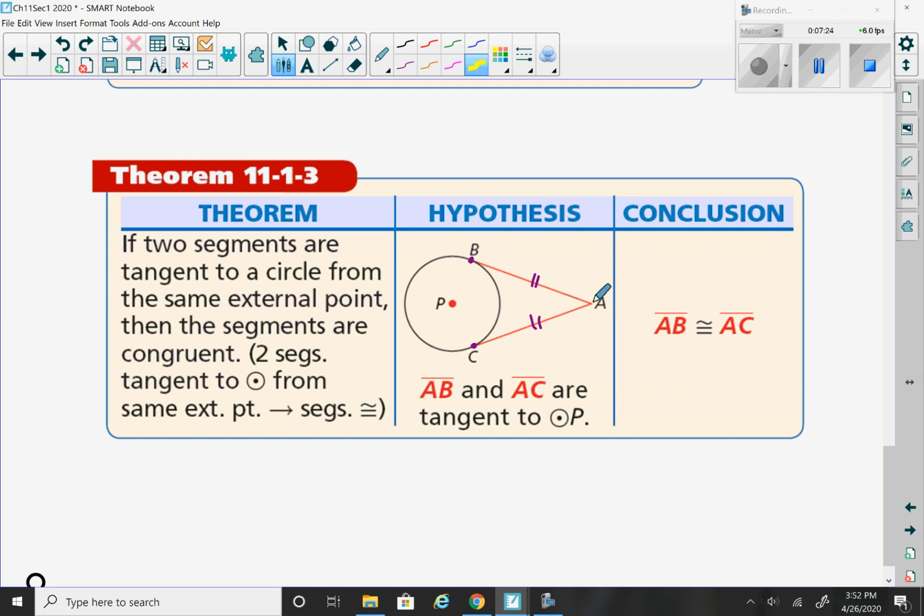AB and AC are automatically congruent if those two tangent lines intersect at that point A. And we can use this to help us solve some of our problems. So go ahead and pause the video and copy that last theorem down.